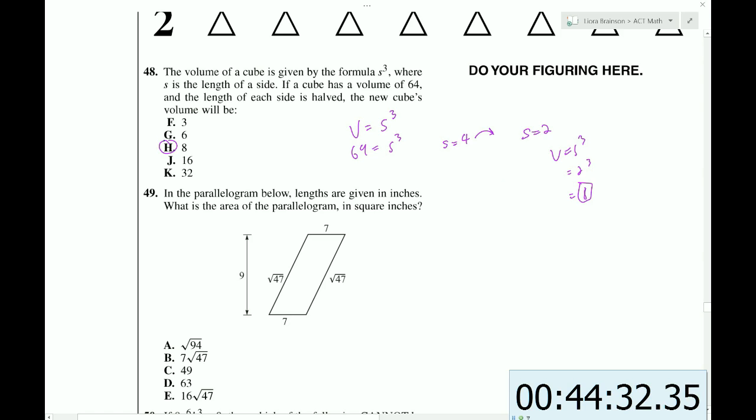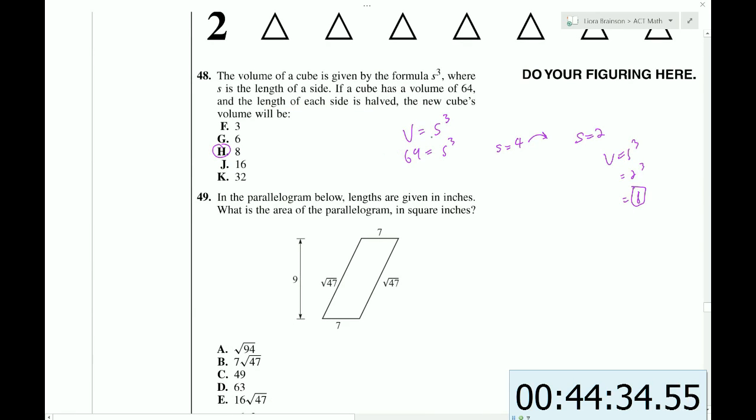We actually didn't even need to use numbers here if we notice that the proportionality is direct cubed, right, then a halving would become half cubed, which is 1/8. 1/8 of 64 is equal to 8, right?